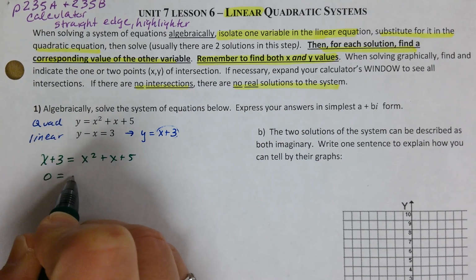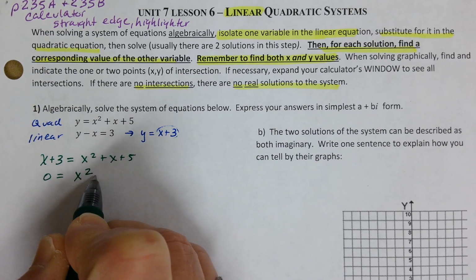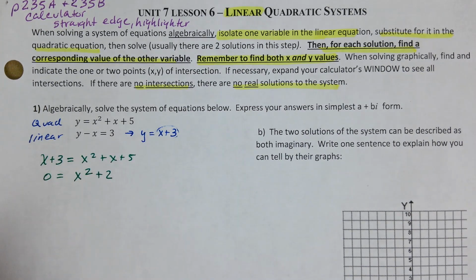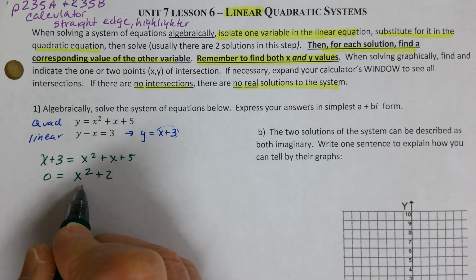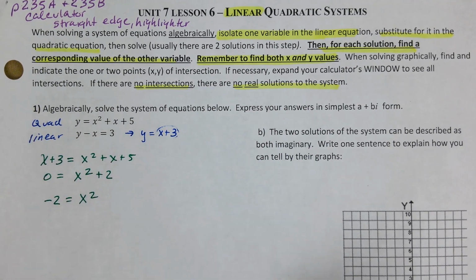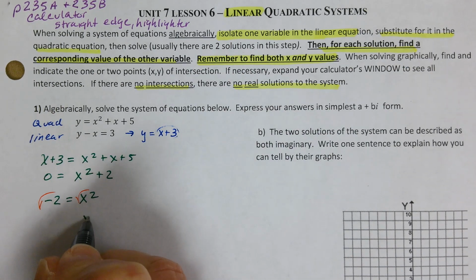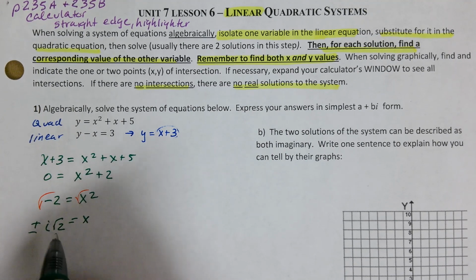Now solving, subtract x and subtract 3, we have x squared plus 2 equals 0. The x's drop out. This is an incomplete quadratic, so subtract 2 from both sides, so negative 2 equals x squared. Square root each side, and x equals plus or minus i square root of 2.